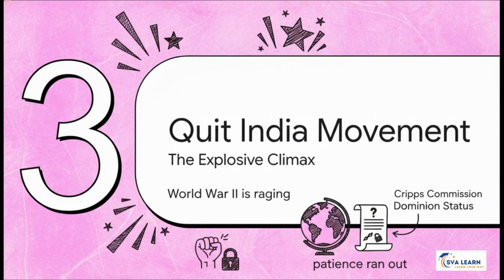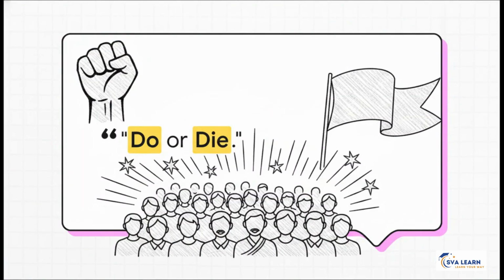All right, things are really heating up now. Part 3, the explosive climax, the Quit India movement. Fast forward to 1942. World War II is literally tearing the globe apart. The British had just sent the Stafford Cripps Commission to India, basically offering these weak, minor concessions like dominion status, just to keep Indians quiet during the war. The Congress looked at it and completely rejected it. Patience had officially run out.